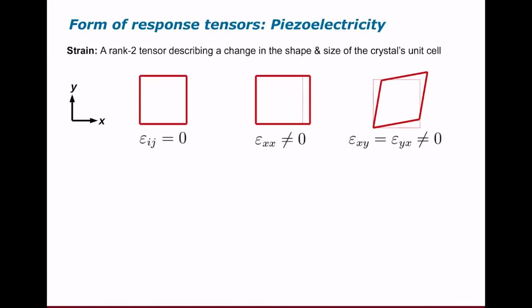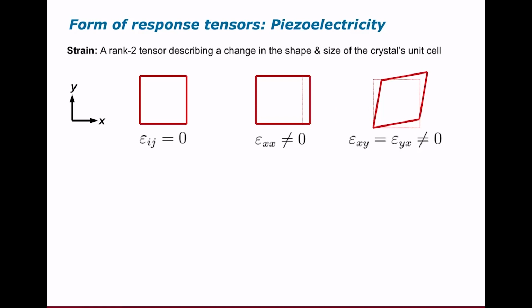So, for example, an example that I personally like and that has a lot of technological importance too is piezoelectricity. Piezoelectricity is when you apply an electric field on a material and the shape and size of the material changes, or vice versa. So before we jump into piezoelectricity, let me mention strain.